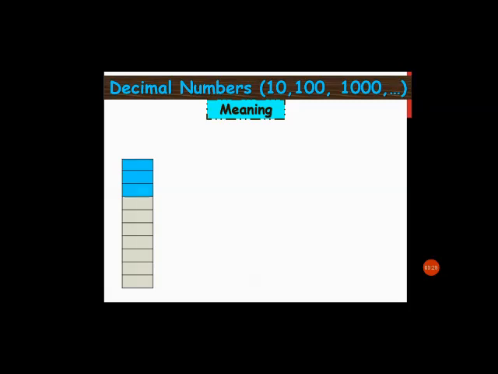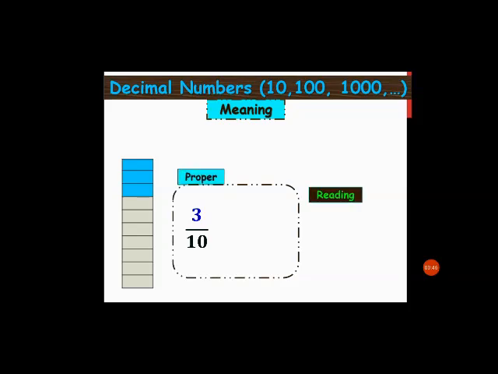So here if I have this shape, for example, which is divided into 10 parts, and I took 3 parts shaded out of these 10 parts. So in order to represent this in terms of fraction, I would say that it's 3 over 10. And this is a proper fraction as we know. And in order to read this, I would say it's 3/10.